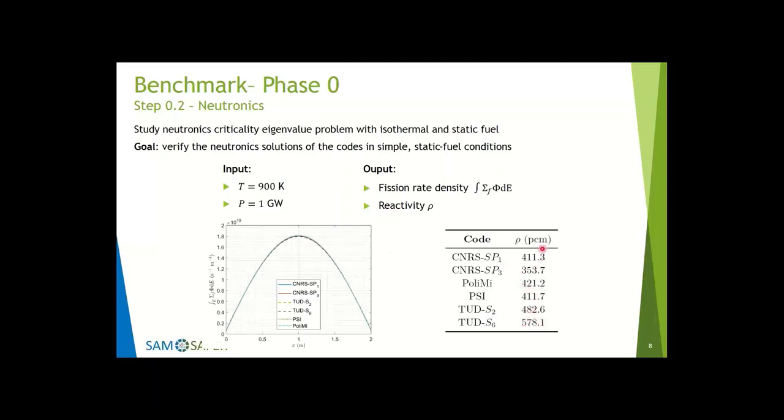And here you see certain discrepancies between the codes related to the fact that the neutronics models adopted were quite different. So for example, the CNRS tool adopted an SPN discretization, TU-Delft, as we saw before, implements an SN multigroup problem, whereas both Polimi and also PSI adopted a diffusion neutronics solver. But still, the discrepancies are reasonable and well explained by the choice of different neutronics models. What is interesting from now on is that we will compare not absolute values of reactivities, but reactivity differences with respect to this phase, so that the differences related to the choice of the neutronics model cancel out.